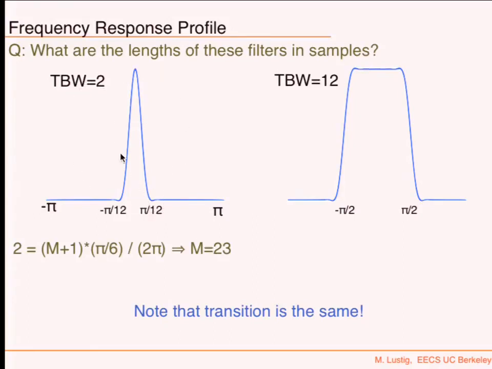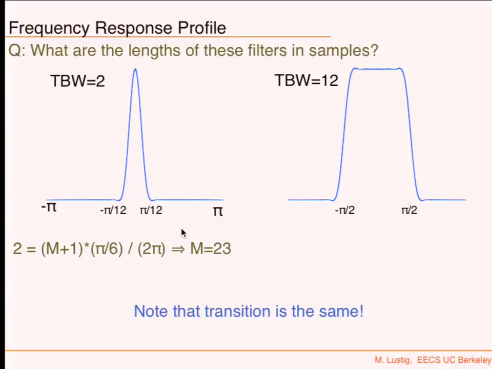If I want a sharper filter that filters from minus pi over 12 up to pi over 12, then I will have to increase my length. Below time bandwidth 2 is just not possible to get something that's selective. So if I really want a sharper filter that filters this narrow band, I'll have to increase the length in order to make it sharp. There's just no other way. That's the narrowest filter I can use.